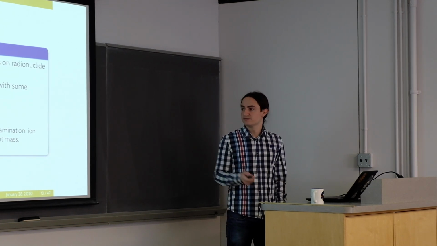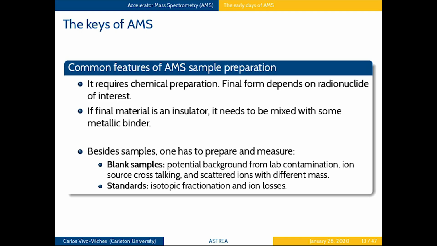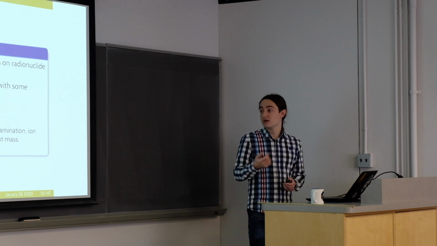Also, besides the samples we want to measure, we have to measure blank samples, these samples that don't have the radionuclide of interest, because we are always going to have background from contamination in the lab, and from some processes that happen in the machine. And also standards, because since it's different how you measure one isotope and the other, there are some losses for the radioactive isotope that you have to correct.